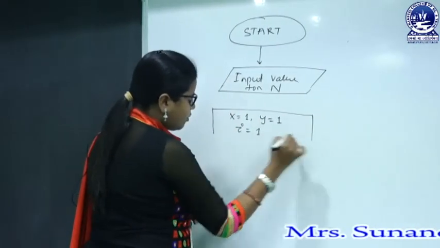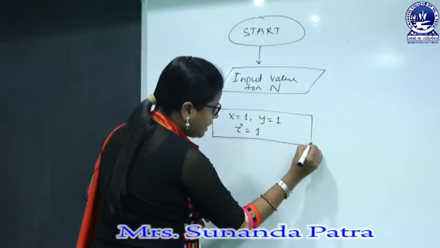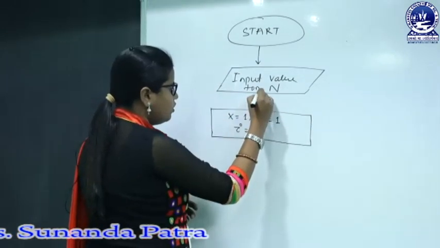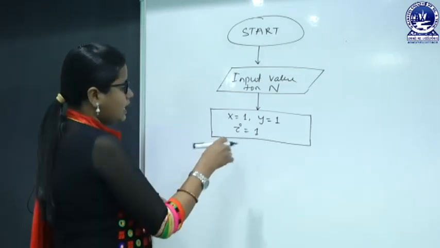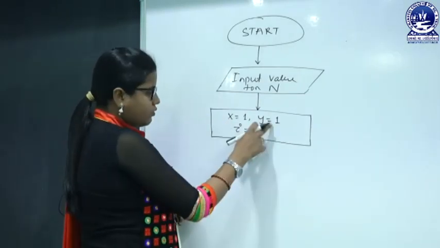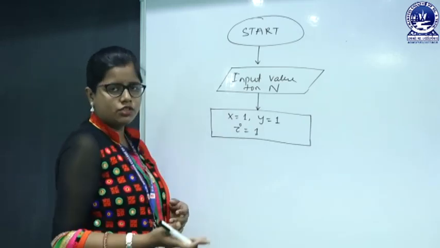So this is the data processing, so we need to keep these things into the rectangle. Next, after taking the x, y and I value, we need to check the condition.